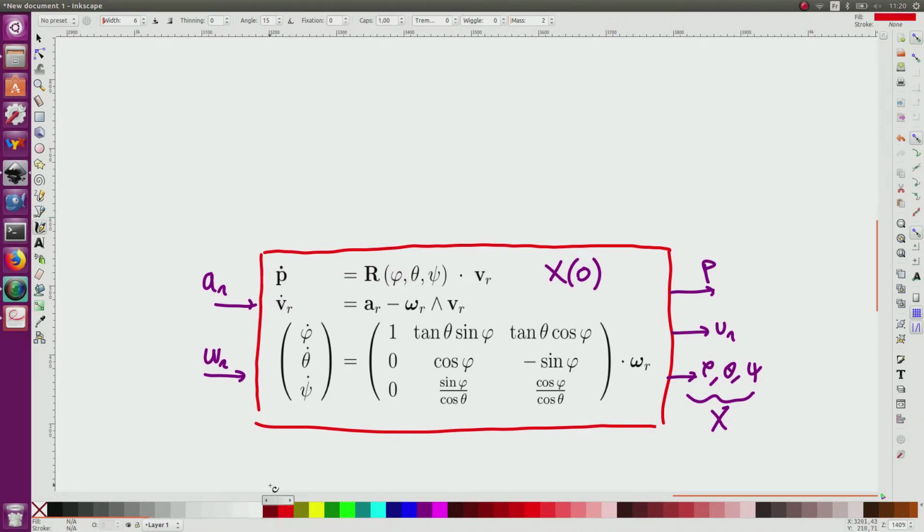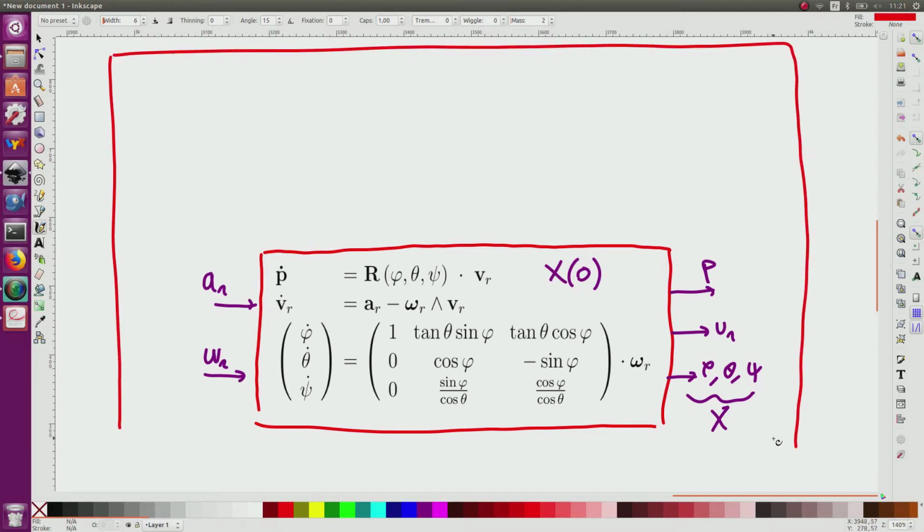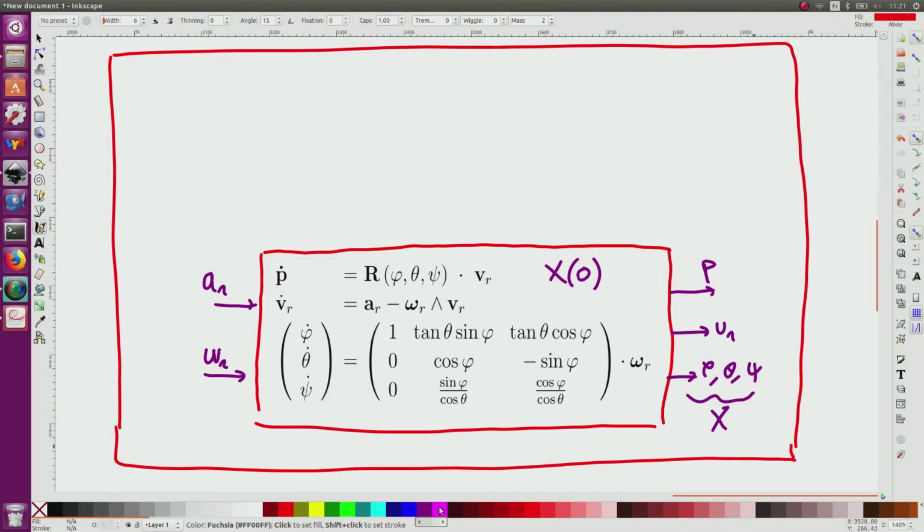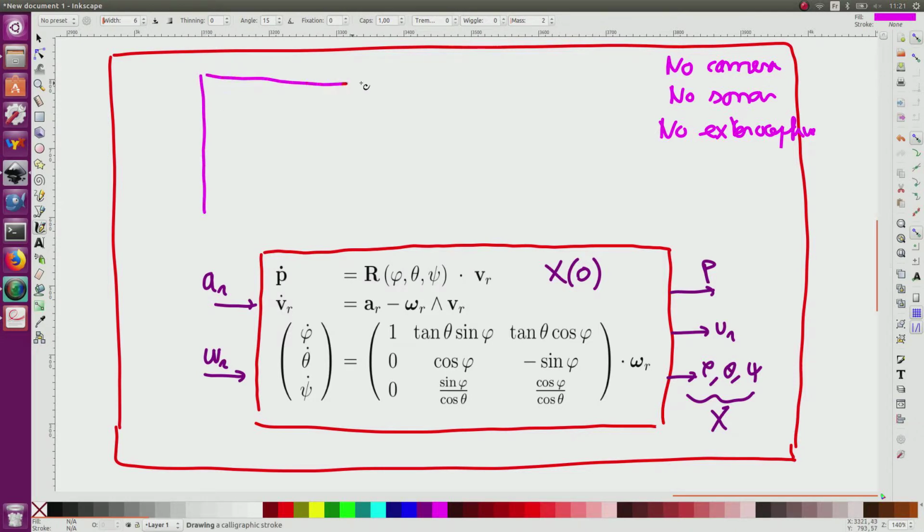So I will draw here the box, without any other interaction with the environment. I mean, there are no cameras, no sonars, no radars and so on, no exteroceptive system. So I mean that everything I should be able to put inside the box, which is inside the vehicle.